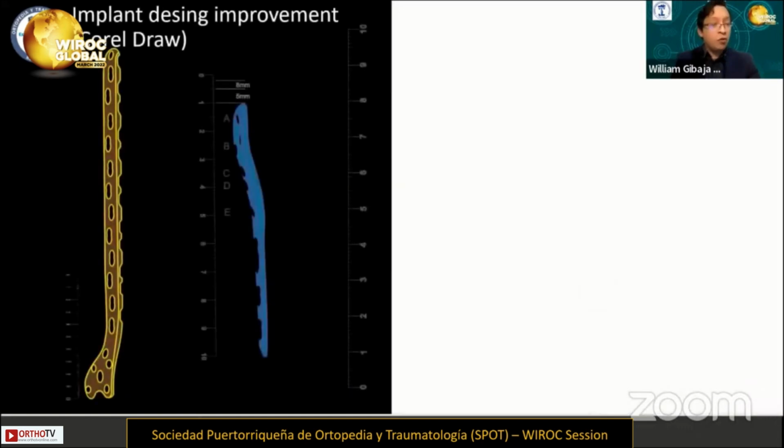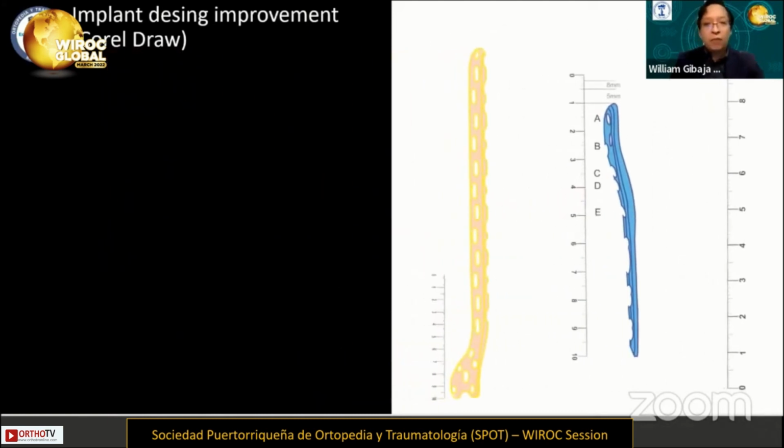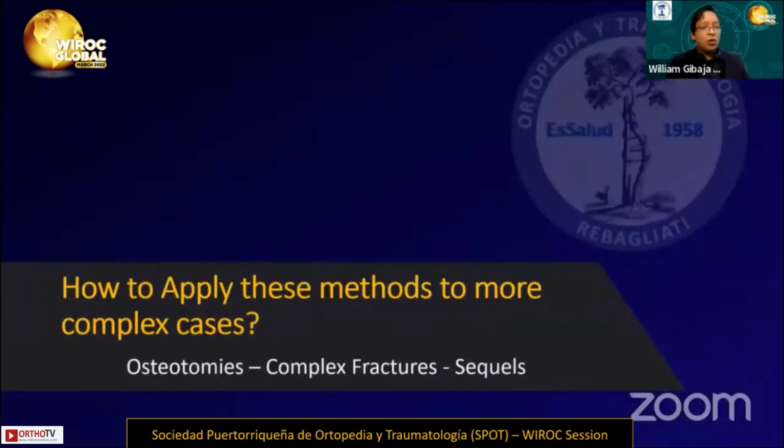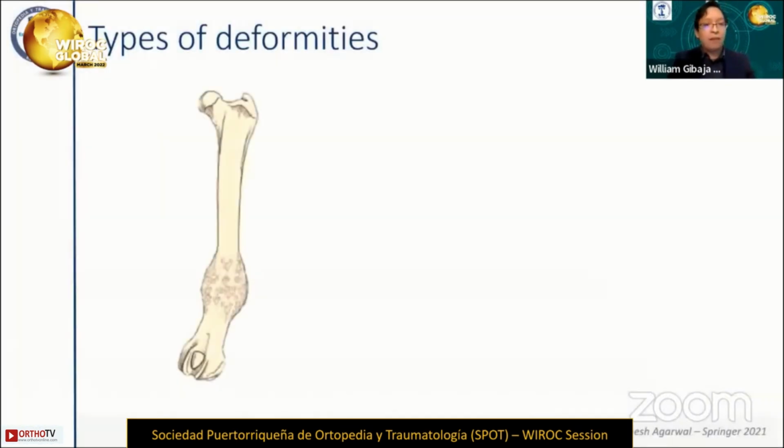Also, we wanted to improve the imaging of these implants. This is a black background, but if we translate it to a white background, we can also see it. We accomplished this by drawing a white and a black line with every implant. Very useful. And now I want to show you some complex cases where we can apply these.